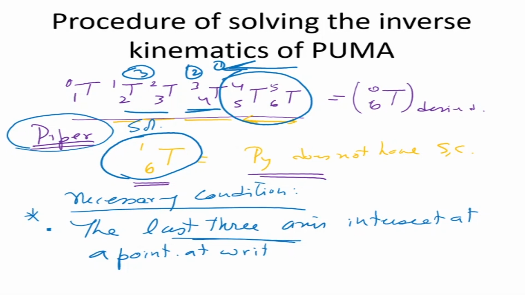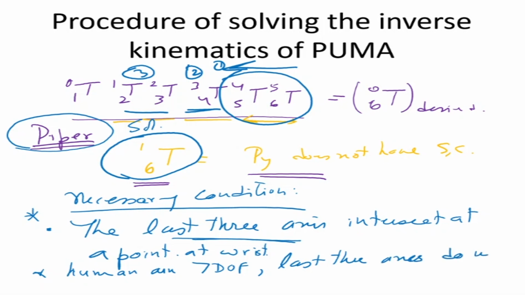In the human arm, the last three axes do not intersect. And hence, a human arm has 7 degrees of freedom, and the last three axes do not intersect. And this means that there is no closed form solution. Okay, this is a very, very important result, which we also talk about in terms of Piper's result, that the last three axes have to intersect. Otherwise, you will not be able to solve the system of equations. And in the case of the human arm, the last three axes do not intersect. We have 7 degrees of freedom, and we do not have a closed form solution.